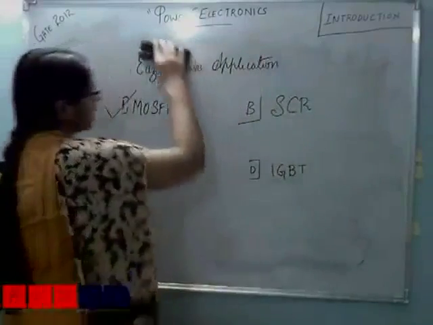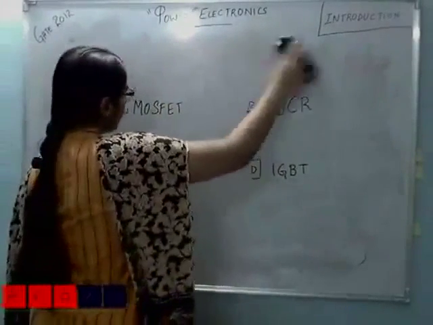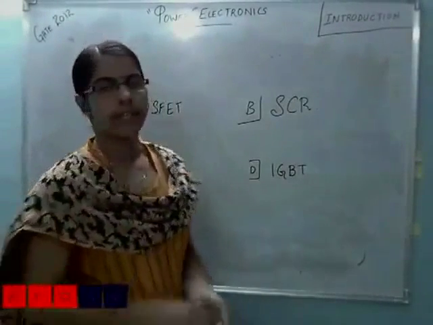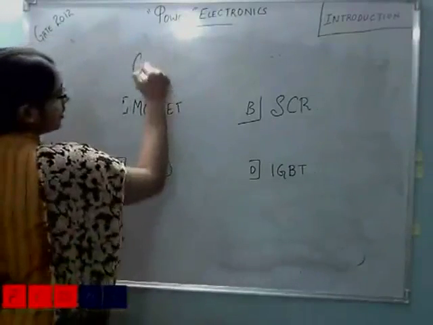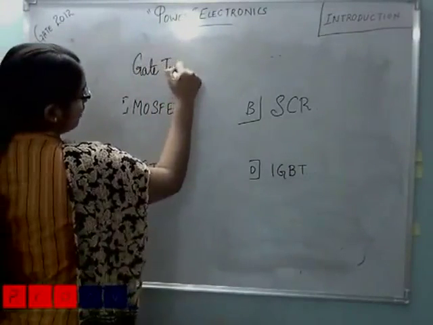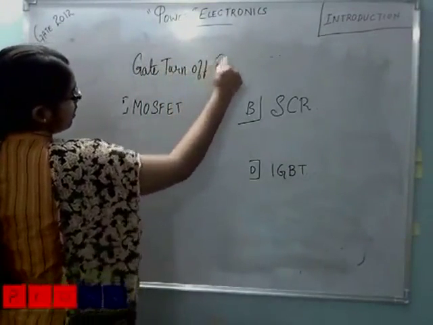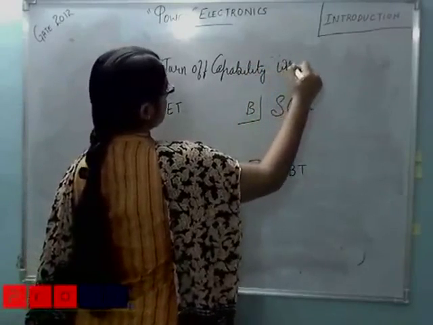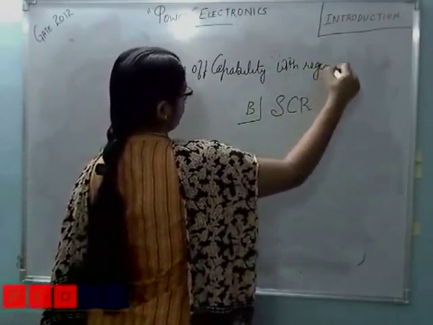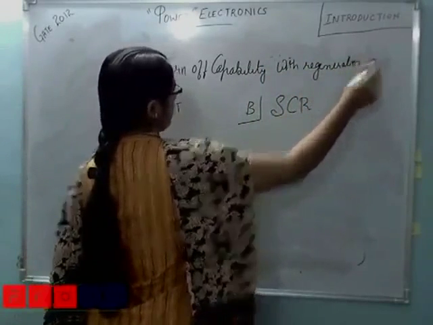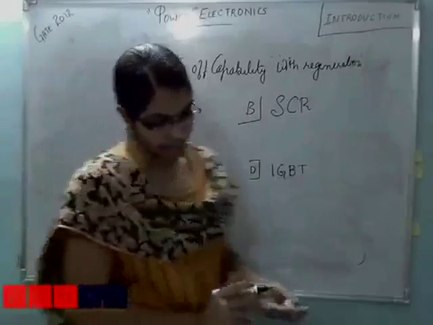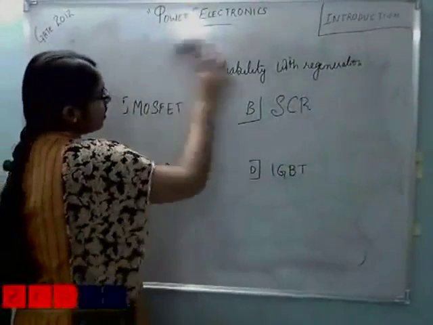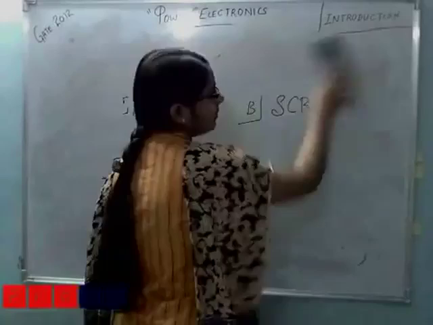Now, which of these have gate turn-off capability along with regeneration? If you see a gate turn-off capability itself, you can say that it is GTO. So, which of these have gate turn-off capability with regeneration? Both should be there. So it is GTO.